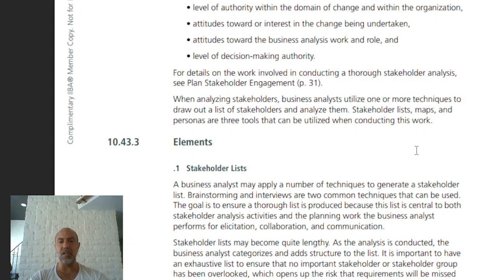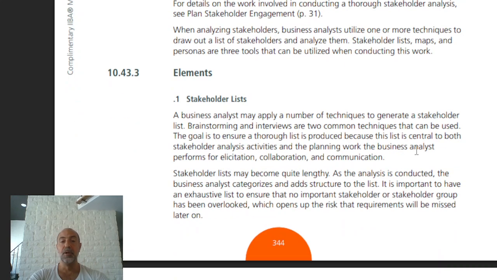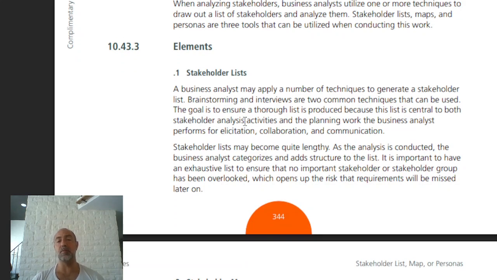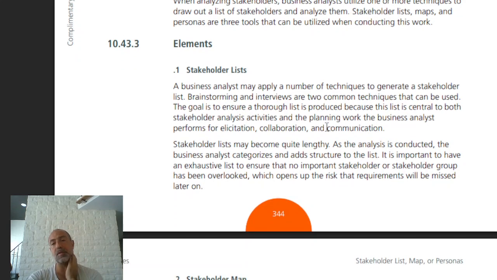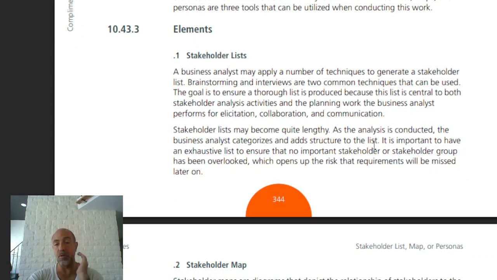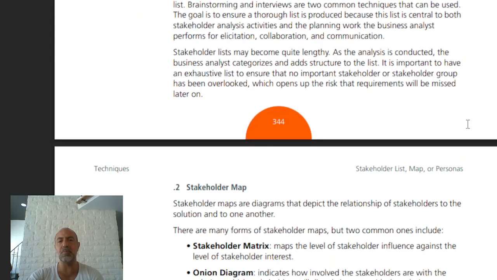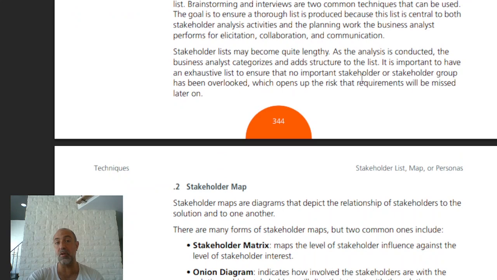When analyzing stakeholders, business analysts utilize one or more techniques and draw out a list of stakeholders and analyze them. Stakeholder lists, maps, and personas are three tools that can be utilized when conducting this work. What are the elements of a stakeholder list? A business analyst may apply a number of techniques to generate a stakeholder list. Brainstorming and interviews are two common techniques. You could also just watch the processes that are happening and see how they connect, because you're probably giving a solution for something that's already there. And stakeholder analysis activities, like planning work, are where the business analyst performs elicitation, collaboration, and communication, like always.